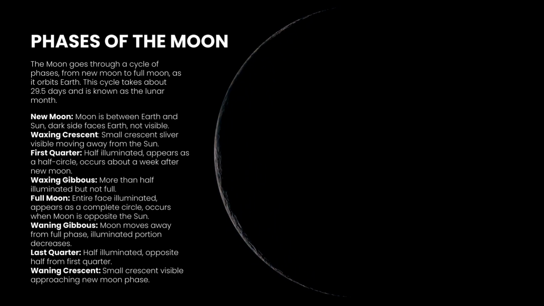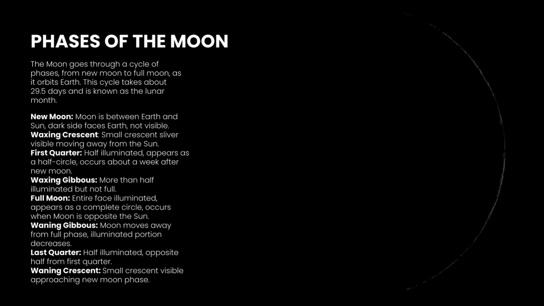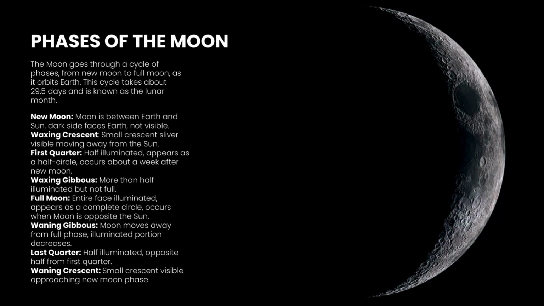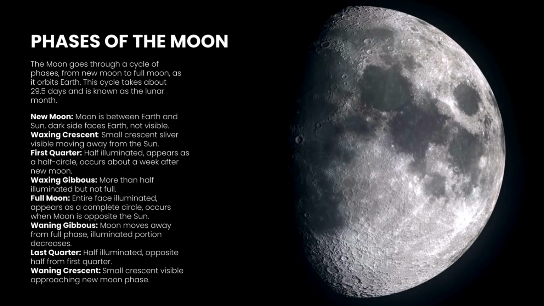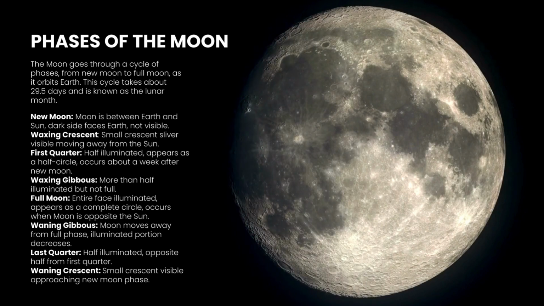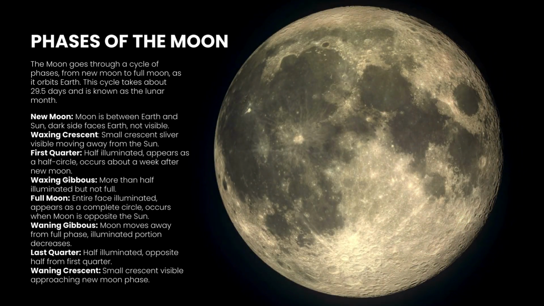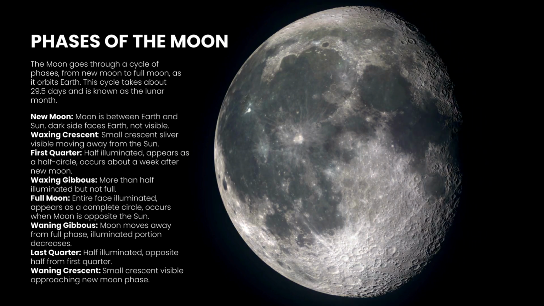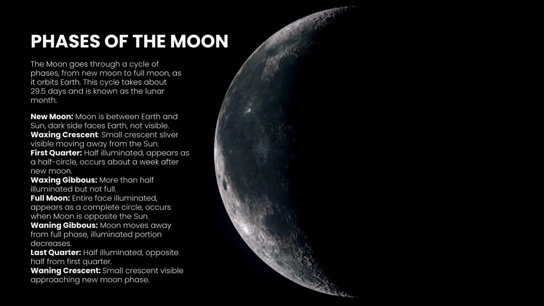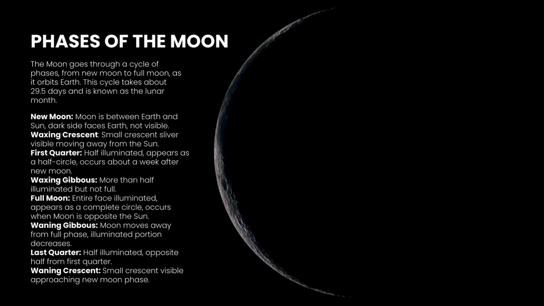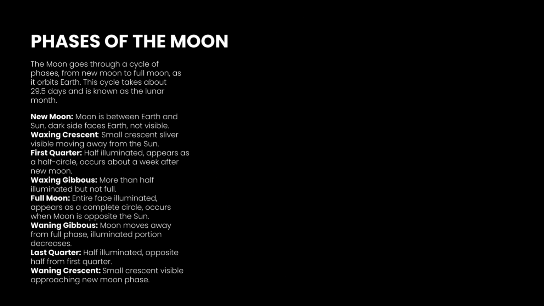Full moon, entire face illuminated, appears as a complete circle, occurs when moon is opposite the Sun. Waning gibbous, moon moves away from full phase, illuminated portion decreases. Last quarter, half illuminated, opposite half from first quarter. Waning crescent, small crescent visible approaching new moon phase.